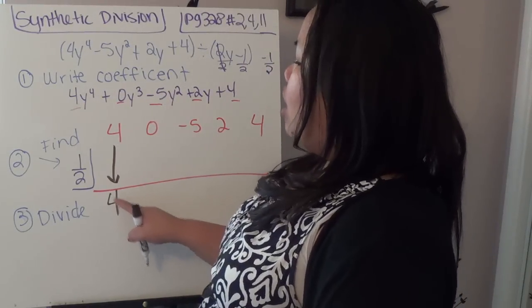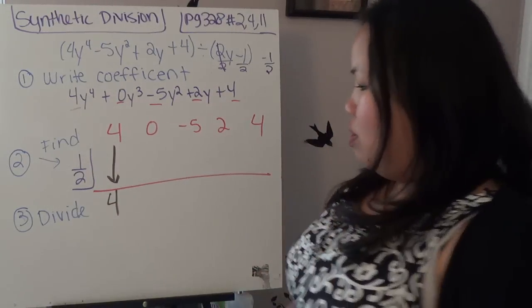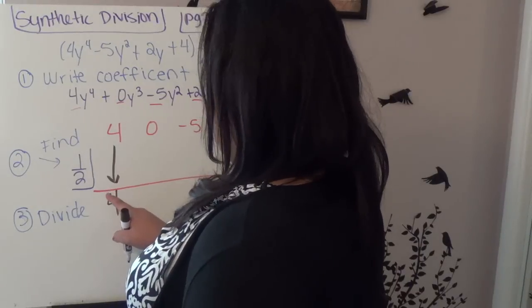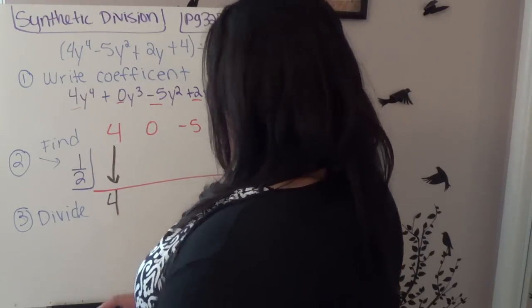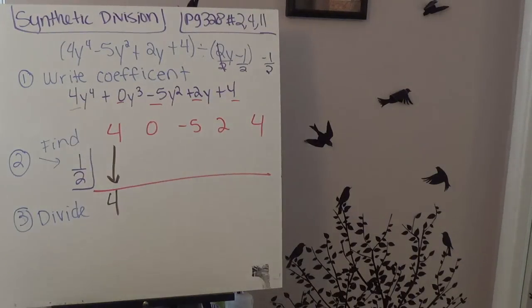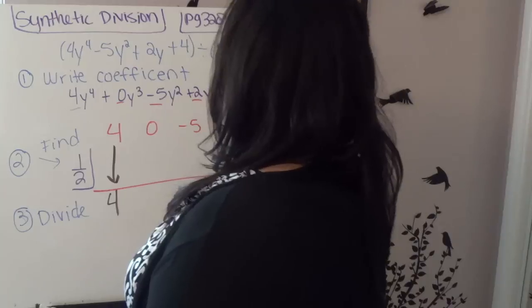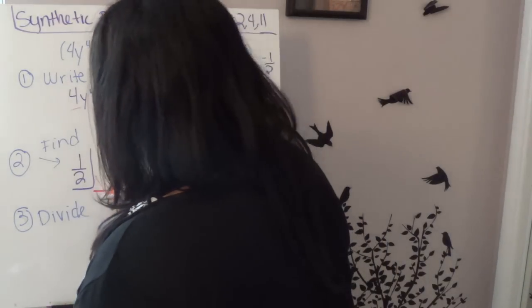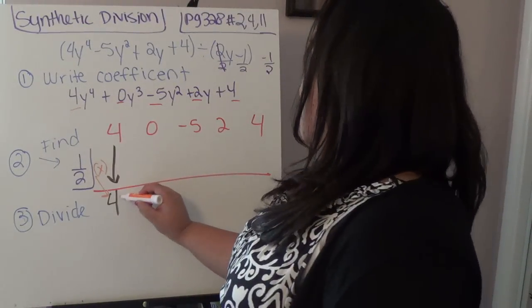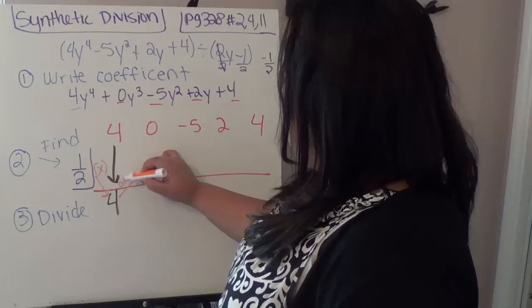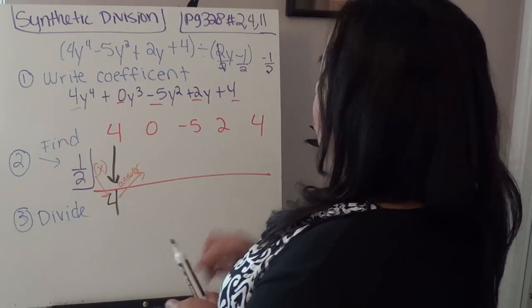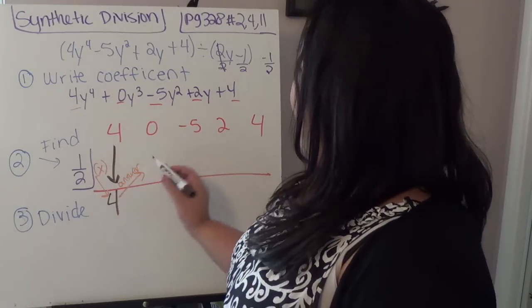Once I have 4, I'm going to multiply it by that. Okay? So again, I'm going to take this number, bring it down. And then I'm going to multiply 1/2 times 4. Multiply, and then the answer goes here. Okay? So 4 times 1/2 is 2.